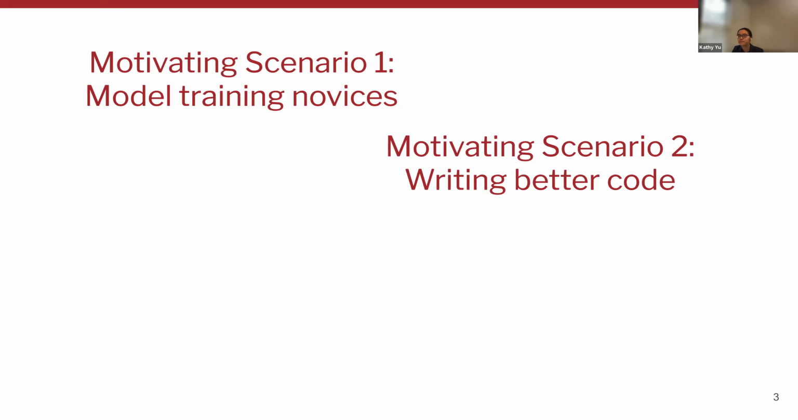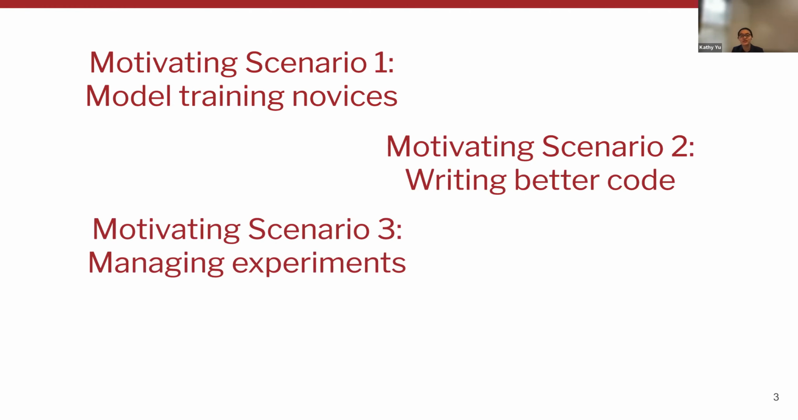deep learning codes. So the other motivating scenario is maybe you want to learn how to write cleaner and reusable code. The next motivating scenario is perhaps you already know how to write a basic training script, and you also know how to write good code. However, with deep learning, a lot of times we have to do a lot of trial and error before getting the model that we actually hope for.